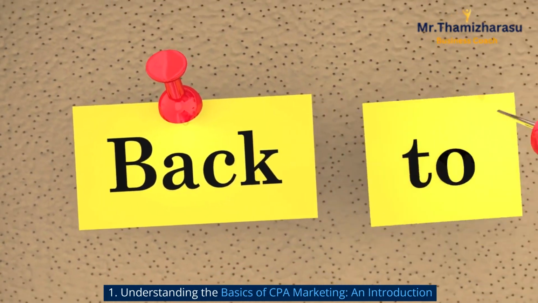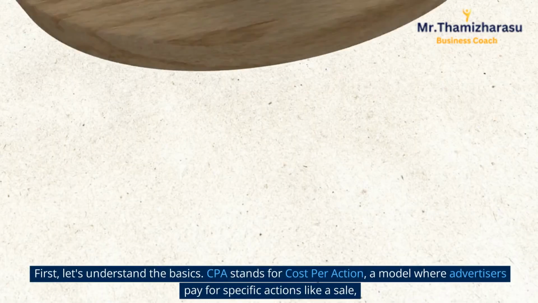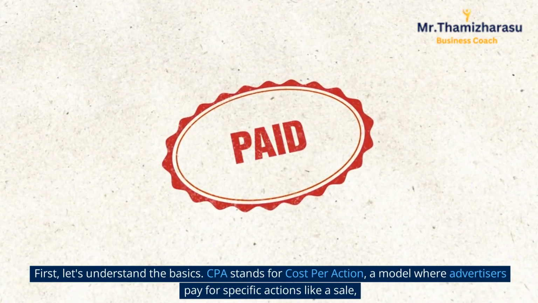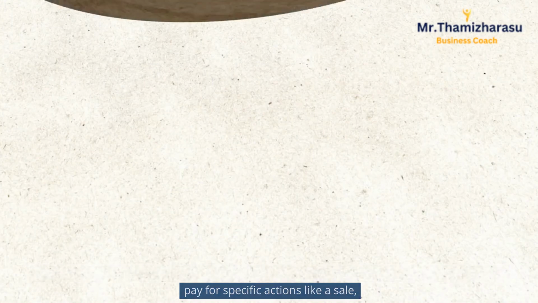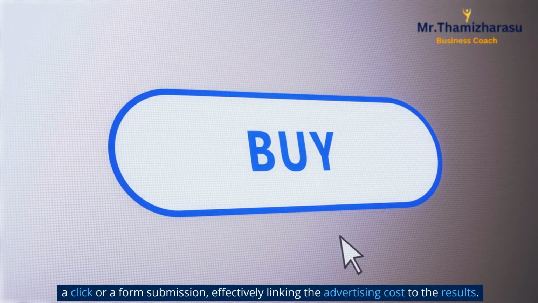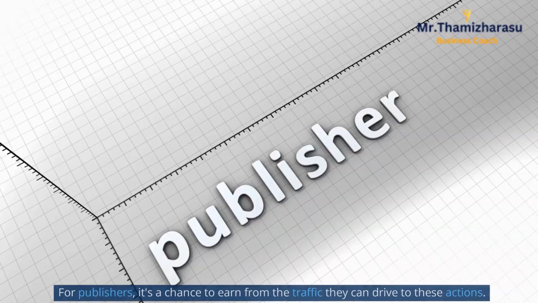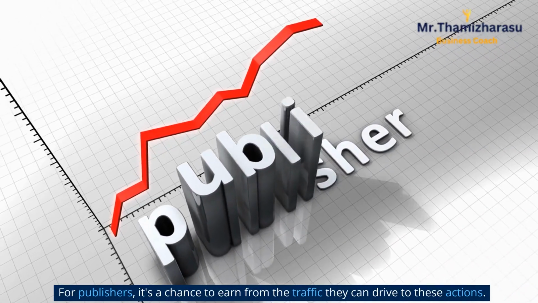Let's dive in. 1. Understanding the basics of CPA marketing, an introduction. First, let's understand the basics. CPA stands for cost per action, a model where advertisers pay for specific actions like a sale, a click or a form submission, effectively linking the advertising cost to the results. For publishers, it's a chance to earn from the traffic they can drive to these actions.